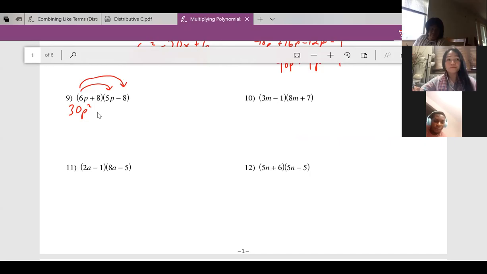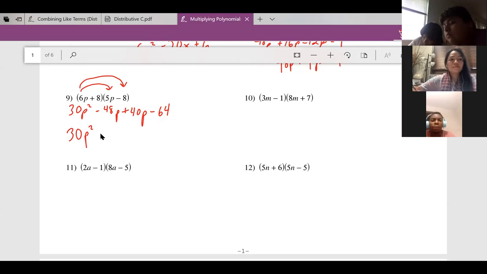And I'm going to go 6p times negative 8, and I'm going to get negative 48p. Okay, and then I'm going to distribute the second pair of numbers. I have 8 times 5p, and that becomes 40p. And I have 8 times negative 8, and that becomes negative 64. So on this one, your like terms are your numbers with just p. I can't combine 30p squared because it has an exponent, so just rewrite that. It stays the same. And then negative 48p plus 40p is going to be negative 8p. And then just rewrite negative 64. And that's your simplified polynomial for number 9.